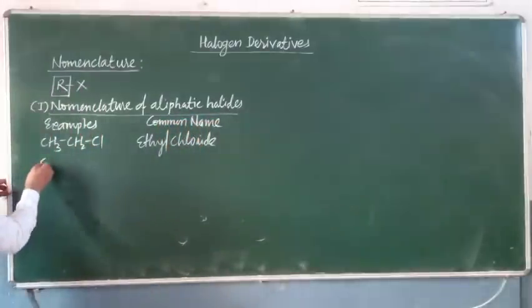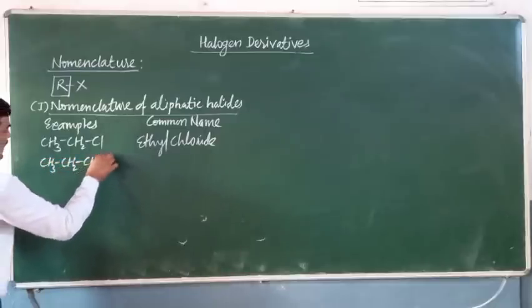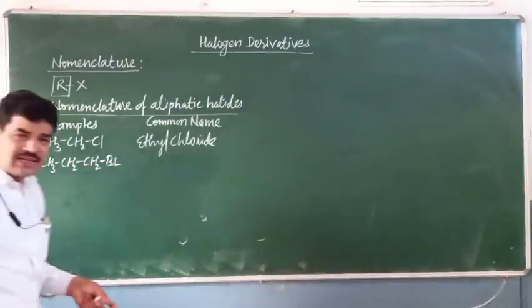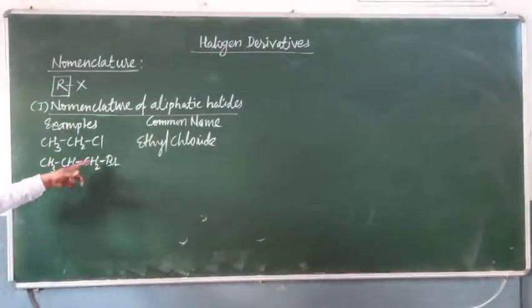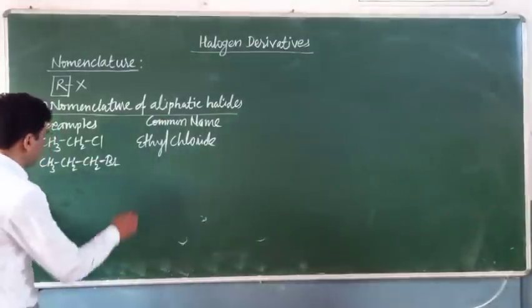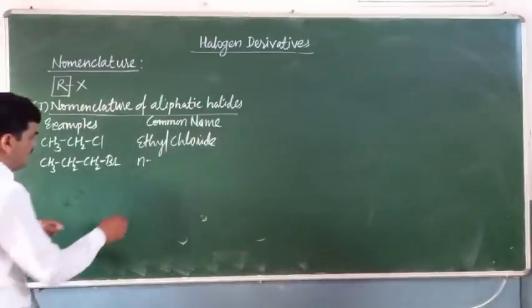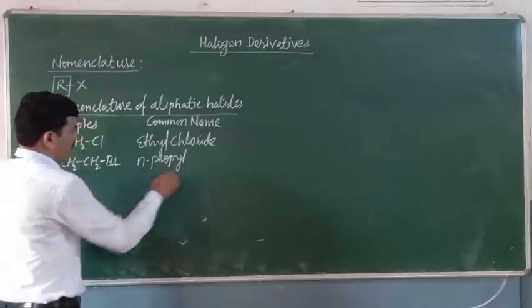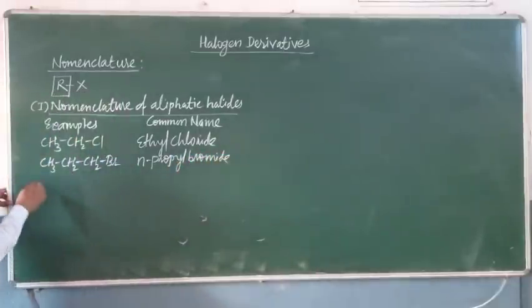Ethyl chloride. Similarly, here CH3CH2CH2Br. The hydrocarbon chain contains 3 carbon atoms, and therefore the name of the chain is propyl. But this is n-propyl. Here the suitable prefix is n, because all the 3 carbon atoms are in the straight chain. The name of the halogen is written as bromide. So its common name becomes n-propyl bromide.